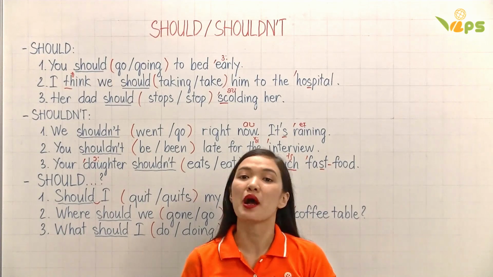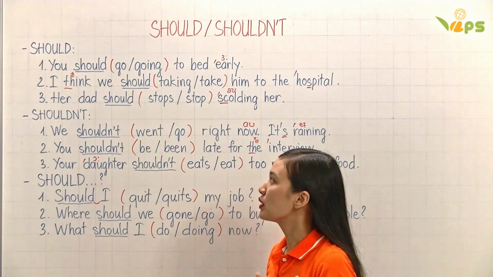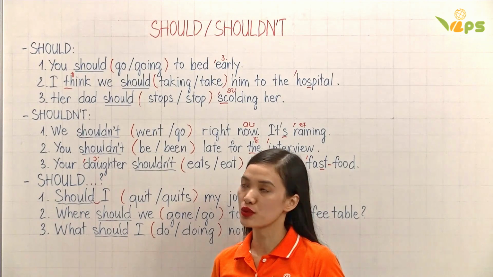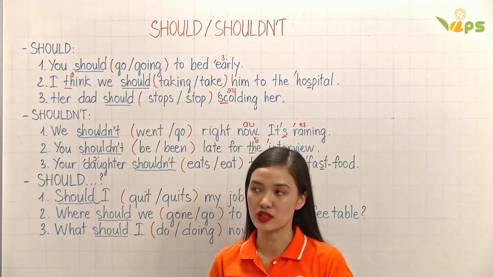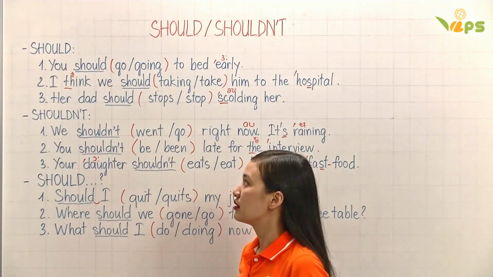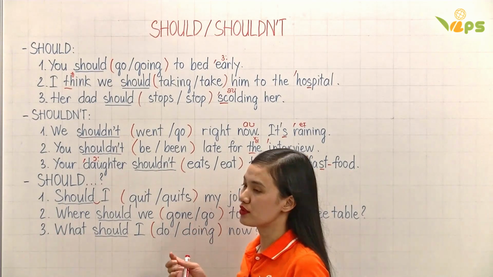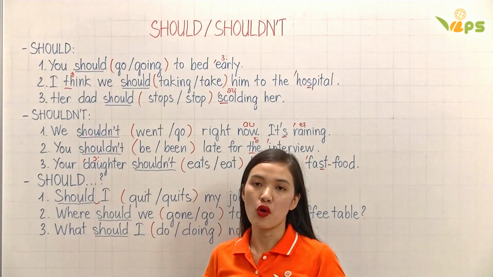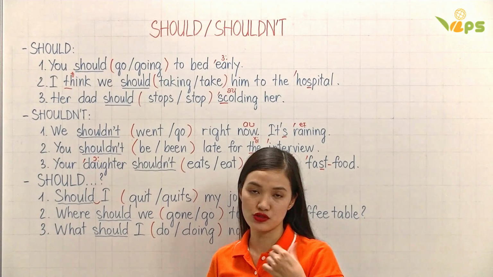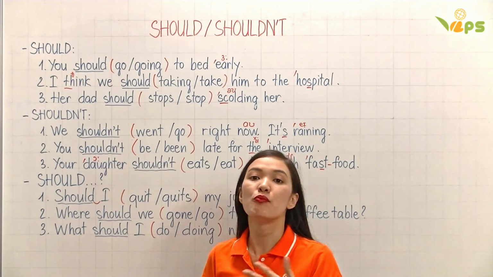Today we're going to study grammar, the usage of should and shouldn't. I will introduce to you when to use should and how to use should correctly in communication. In many situations, in many ways we can use should, but in this video I just introduce should that is used to give or ask for advice, or to show that something is true, something is good, something is right, something is appropriate to do.